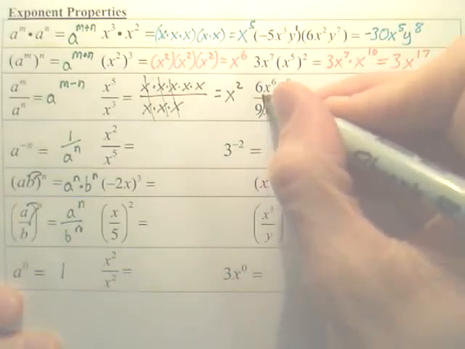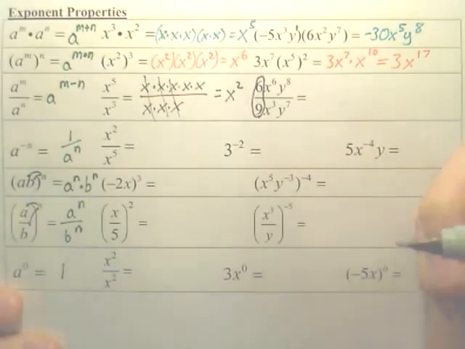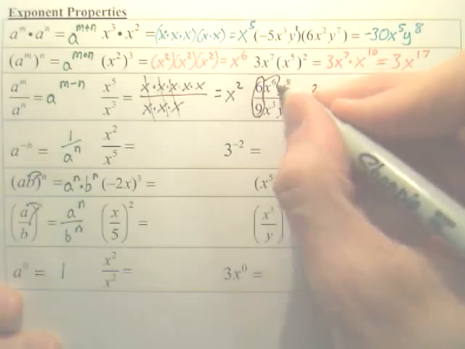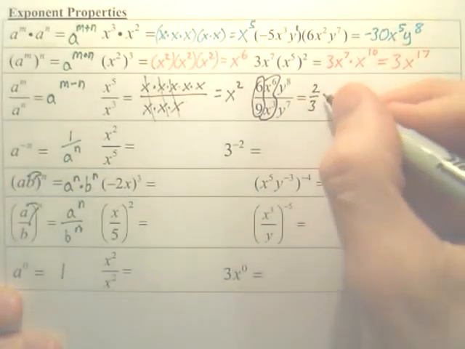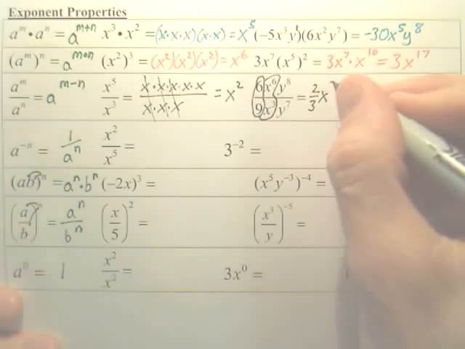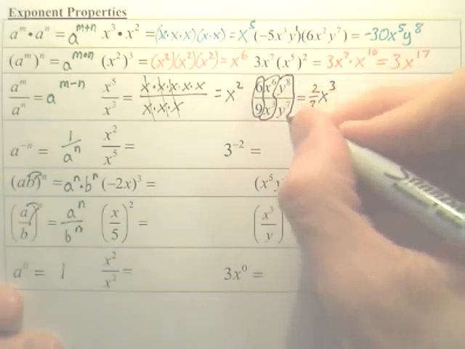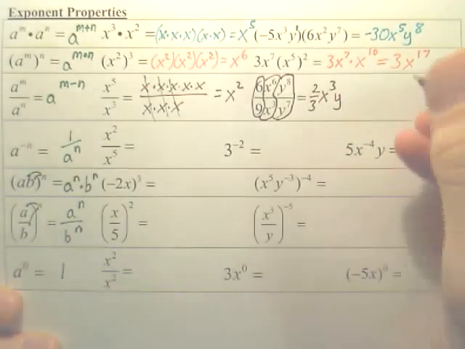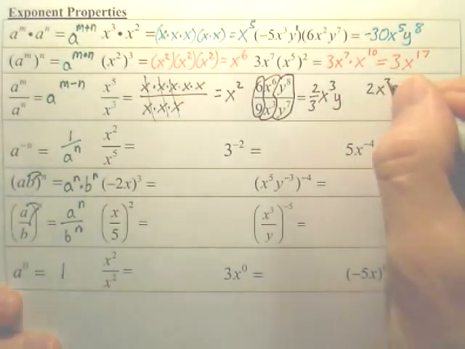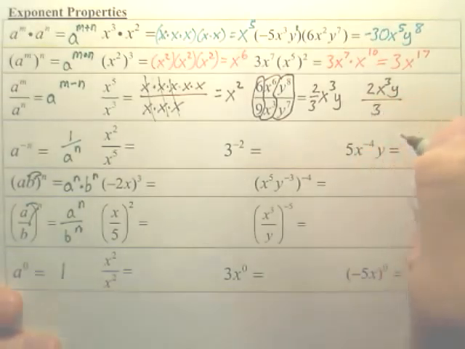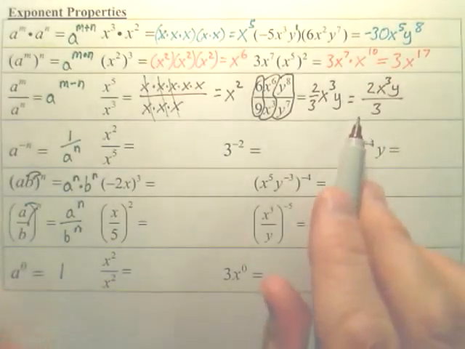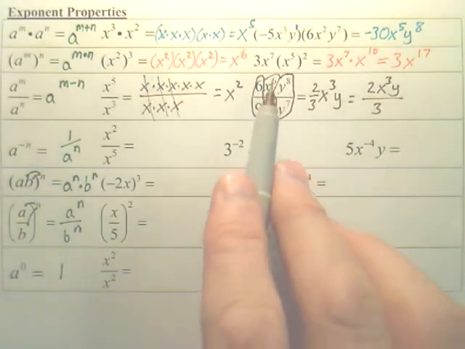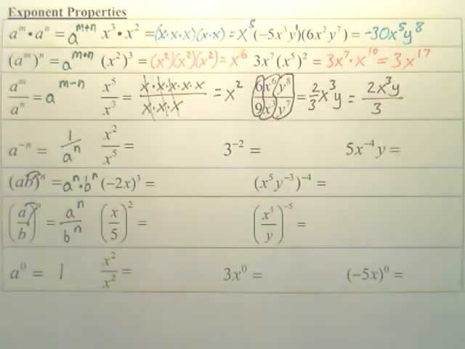For this one, what's 6 divided by 9? That's 2/3. What's 6 minus 3? 3. And 8 minus 7? You could also write this as either one works. These two can jump up there with the 2. But we just subtracted the powers and we're good to go.